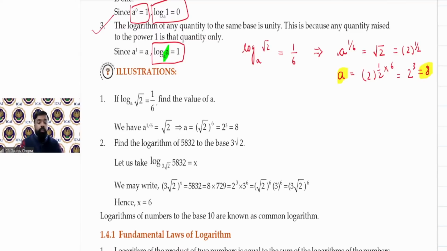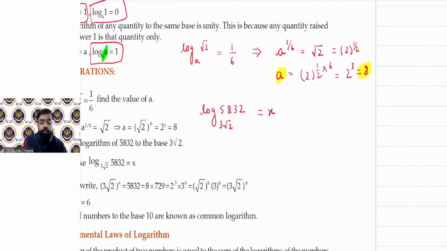Now the second one. For the second one, what we have to do is find the log of 5832 to the base of 3 root 2. So it has been written log of 5832 to the base 3 root 2. Now we have to simplify this and get the result. So what is the result? Let's say the result is equal to x. So we have to find out the value of x. So now, how to solve this variety of question? Let's do this.